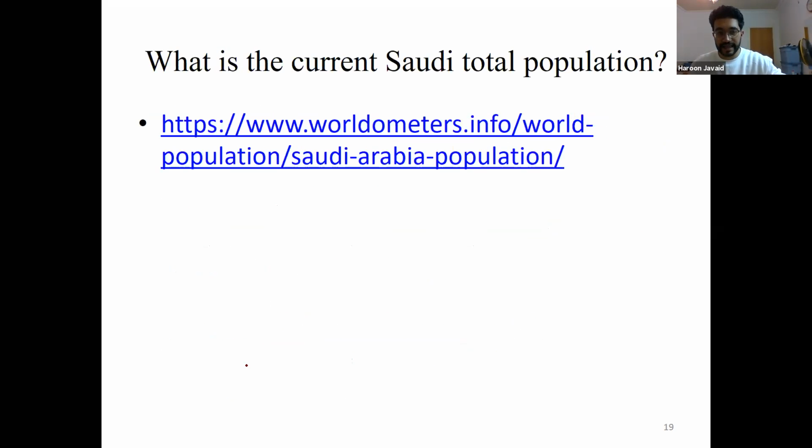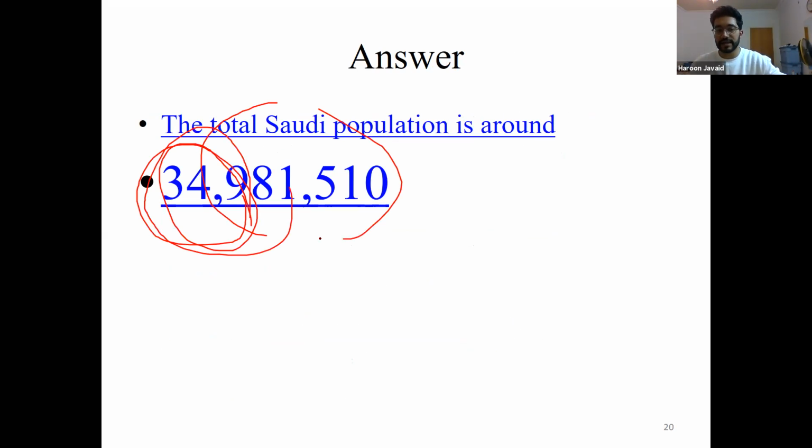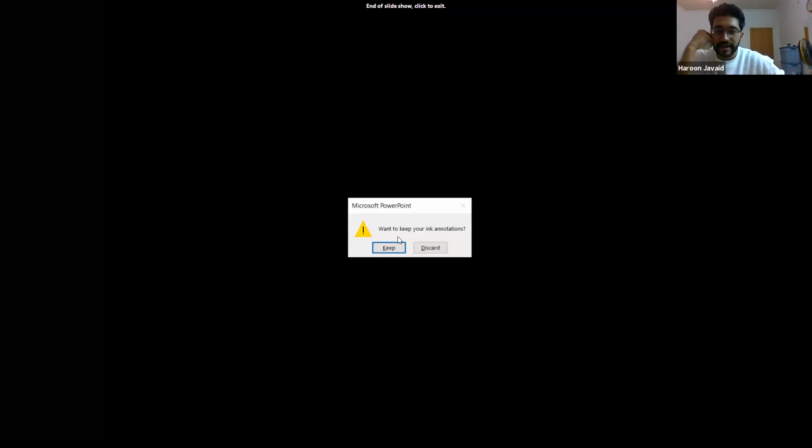Okay, this value right here, memorize it: at least 34 million, or at least 34.9 million. Because we had a random MCQ that just asked the total population of Saudi Arabia, and we were just like... So yeah, we are done with this. Any questions about this?